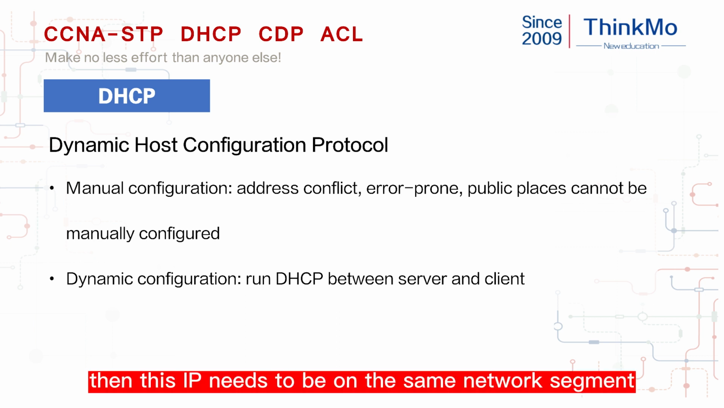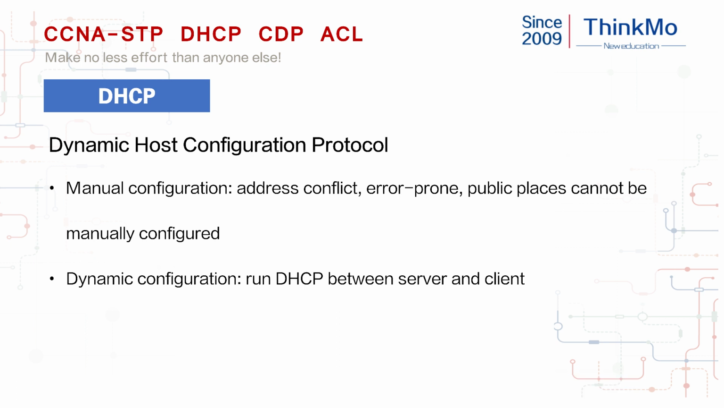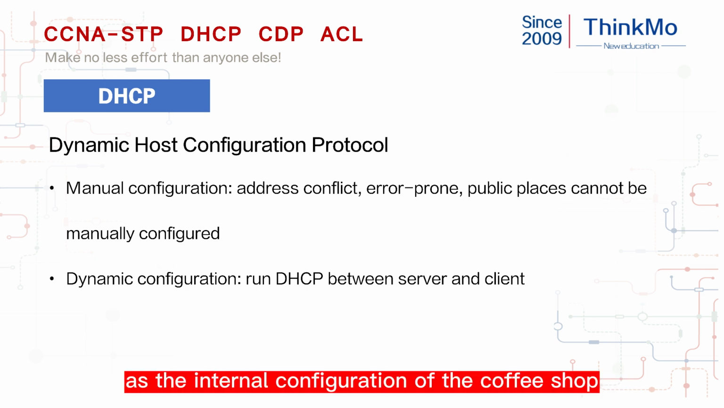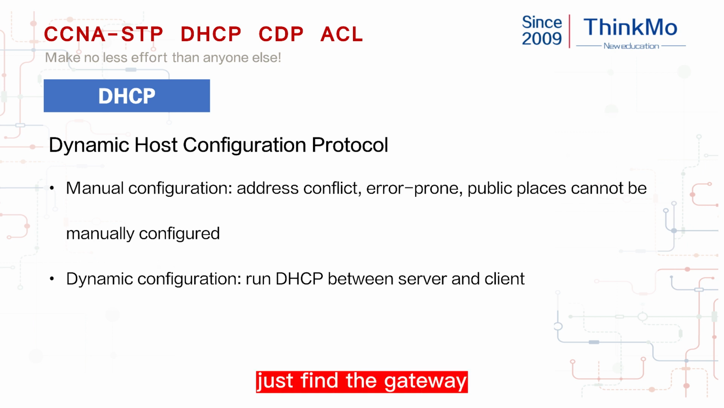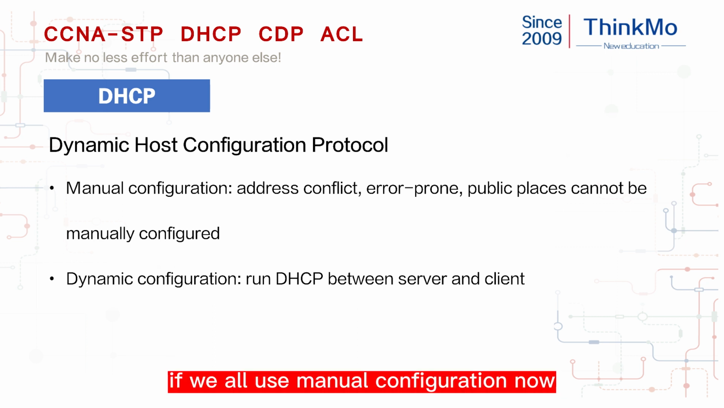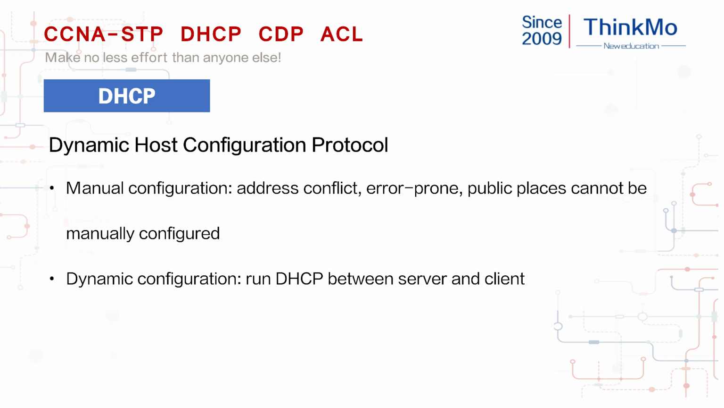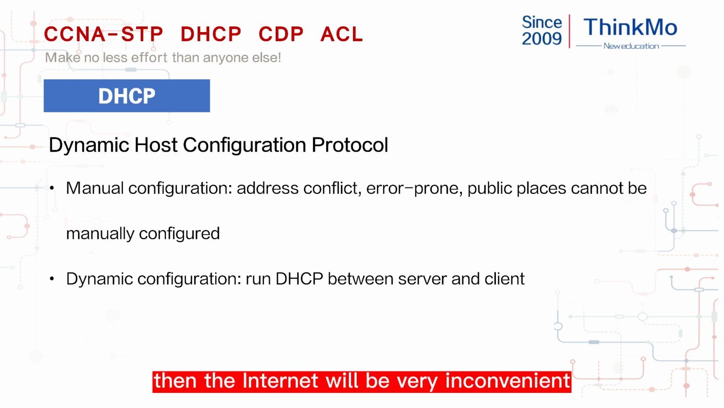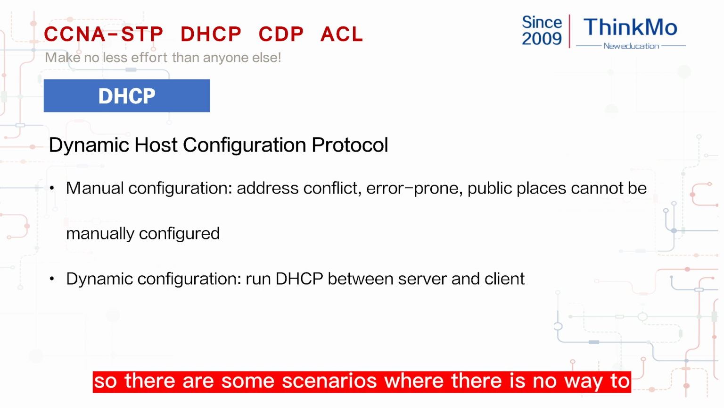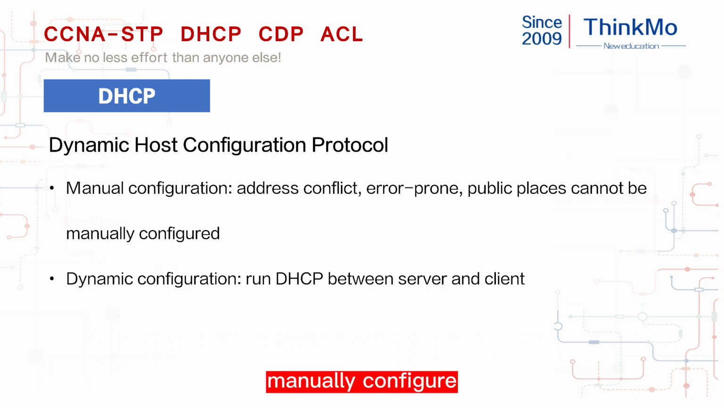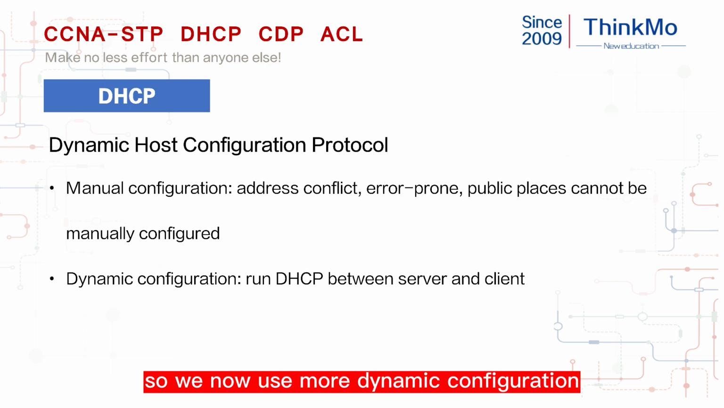Then this IP needs to be on the same network segment as the internal configuration of the coffee shop. Just find the gateway. At least there must be parameters in the Internet address configuration. If we all use manual configuration now, then the Internet will be very inconvenient. So there are some scenarios where there is no way to manually configure, because this function has a relatively certain threshold, and it's too much trouble. So we now use more dynamic configuration.